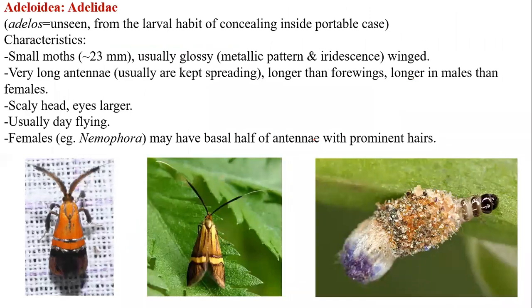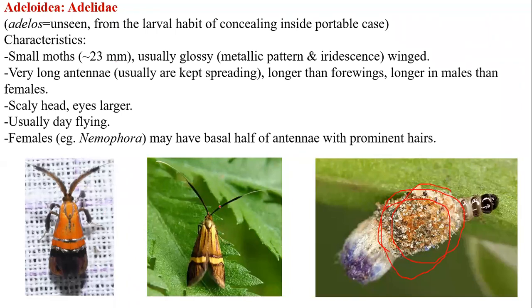Now the next group is family Adelidae, which belongs to superfamily Adeloidea. Okay. The family name Adelidae is derived from Latin adelos, which means unseen. This is because of their larval habit of concealing inside a portable case. You are seeing here that their caterpillar is concealing inside a portable case. And the adult moths are usually small, almost 23 millimeter in size, and they are usually glossy, metallic patterned or iridescent winged, and they have very long antennae.